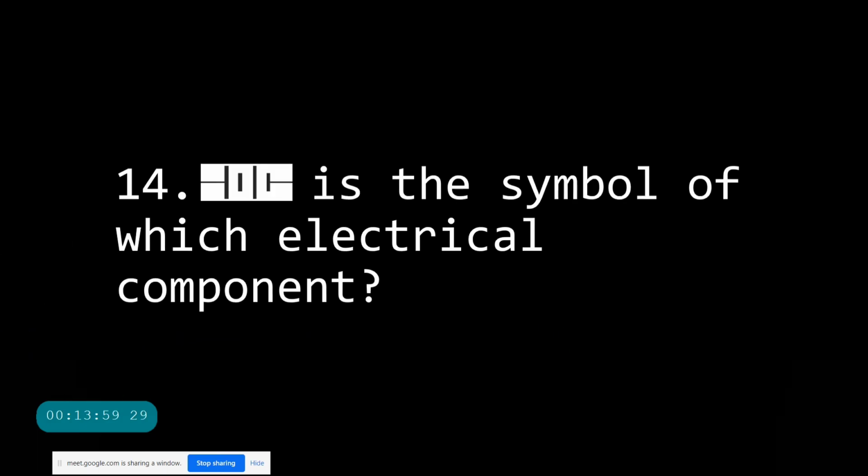Now, this symbol is of which electrical component? You saw that another form of that symbol only. Battery. If only two lines are there, then it is an electrical cell. If those two lines are in multiple, beside each other, two or three, then it is called a battery.